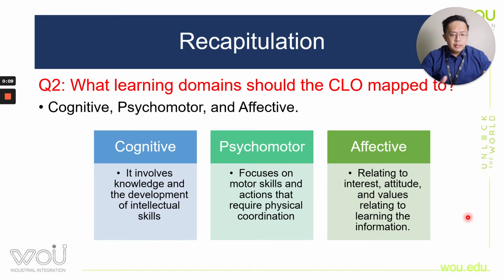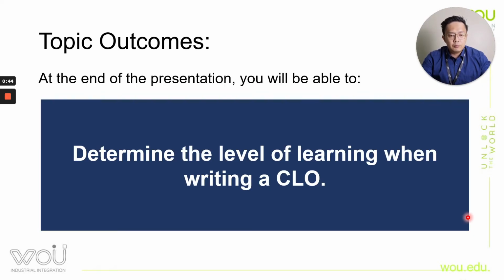So let's have a quick recap. In the last video, we learned that when you design your course learning outcome, it should be mapped to one of these specific learning domains: cognitive, psychomotor, and affective. But there's another question that comes to your mind. Under the cognitive domain, what level should you measure? Because the cognitive domain itself has 6 levels. So this video will provide you the answer. After this video, you should be able to determine the level of learning when writing a CLO.